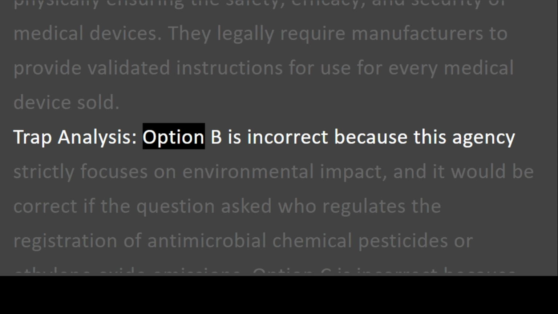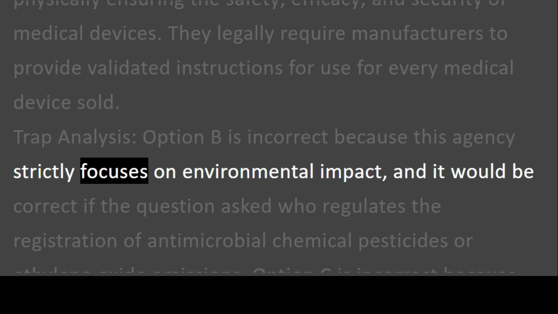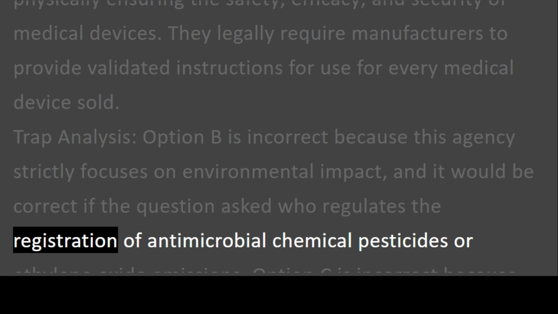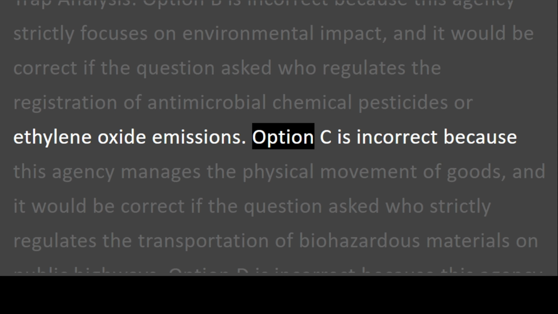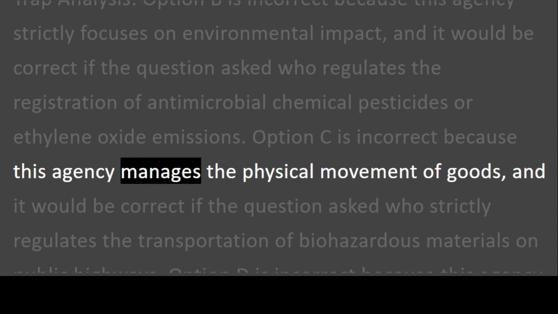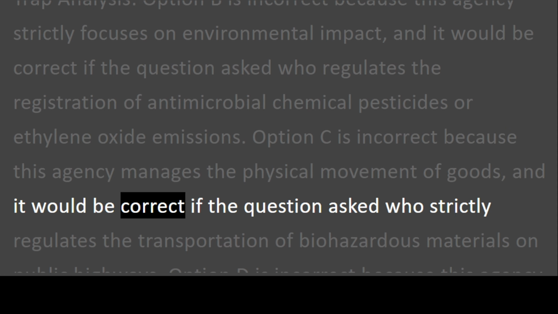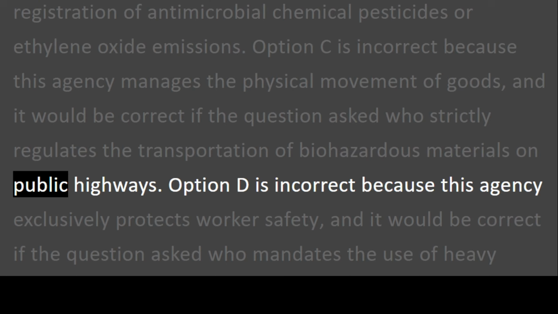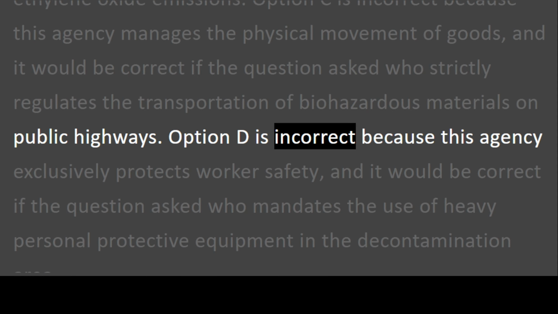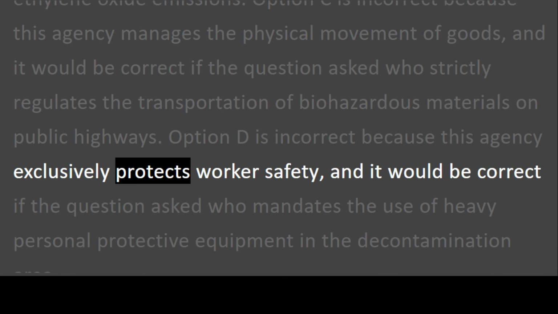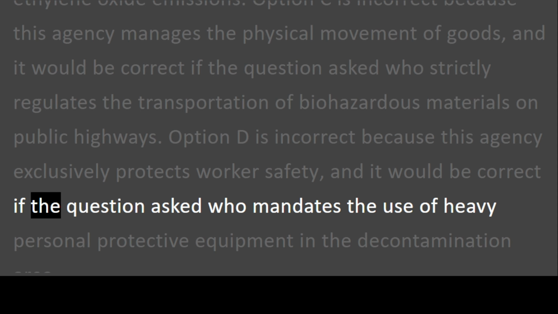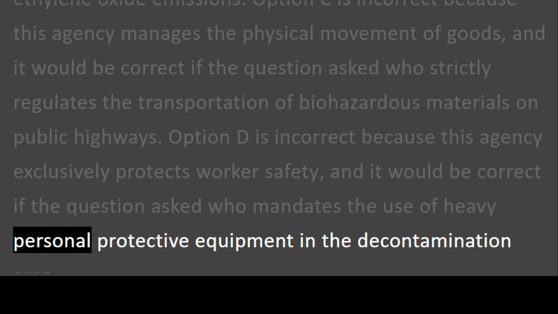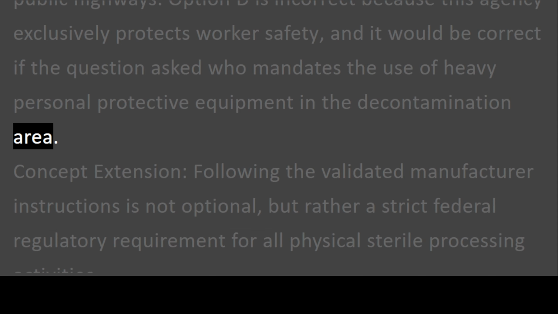Trap analysis. Option B is incorrect because this agency strictly focuses on environmental impact, and it would be correct if the question asked who regulates the registration of antimicrobial chemical pesticides or ethylene oxide emissions. Option C is incorrect because this agency manages the physical movement of goods, and it would be correct if the question asked who strictly regulates the transportation of biohazardous materials on public highways. Option D is incorrect because this agency exclusively protects worker safety, and it would be correct if the question asked who mandates the use of heavy personal protective equipment in the decontamination area.